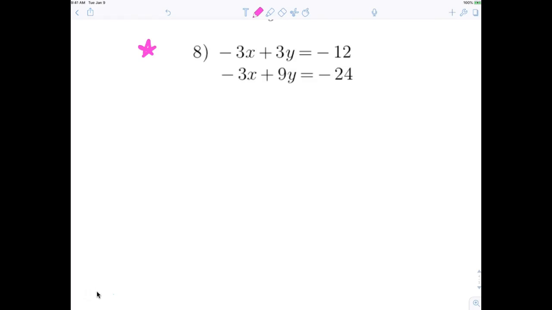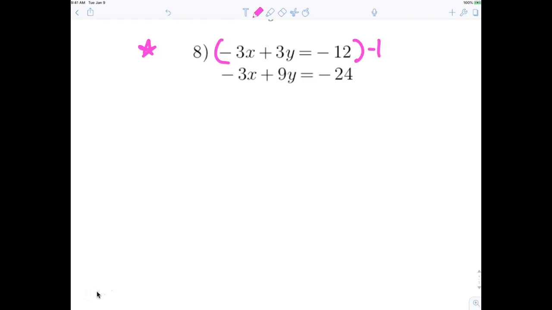Julia, what do I need this negative 3x to be in order for it to cancel out? I don't want it to be negative. I want it to be a what? Positive 3. Because if it's positive 3 and negative 3, what's going to happen? It'll cancel out. So am I allowed to just make it negative? Yes, you're allowed to just make it negative if you multiply the entire equation by negative 1.